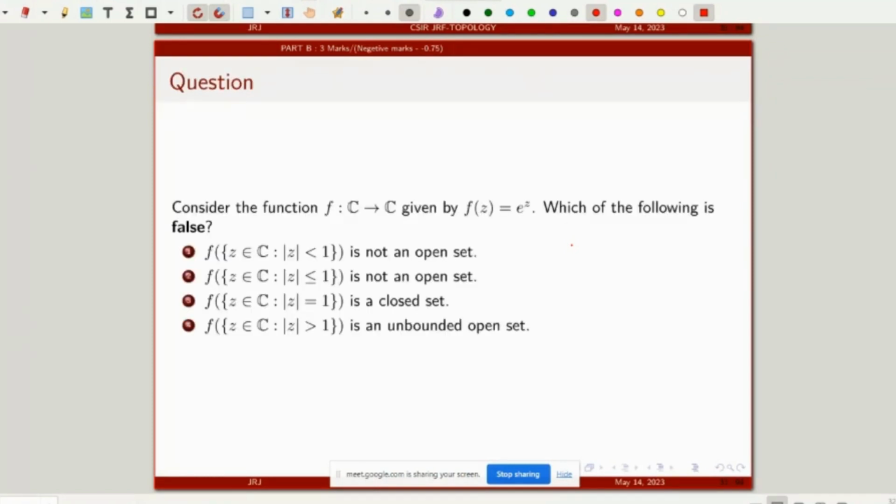Now this is another question. Consider the function f from C to C given by f of z equal to e power z. Which of the following is false? The set of z belonging to C such that mod z is less than 1, it is not an open set. The set of z belonging to C such that mod z is less than or equal to 1. The set of z such that mod z equals 1. The set of z such that mod z is bigger than 1. So its options are like whether it is open, closed, like this. So are you familiar with the open mapping theorem in complex analysis?